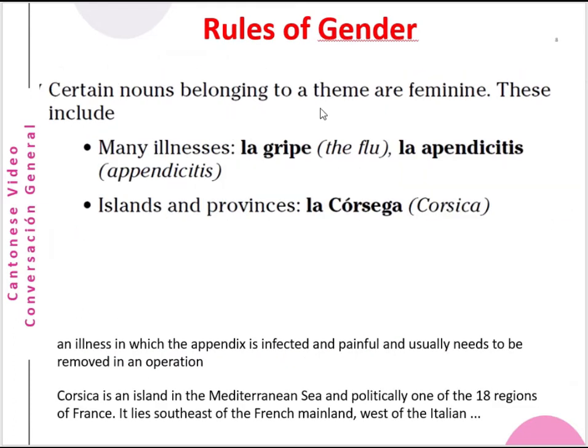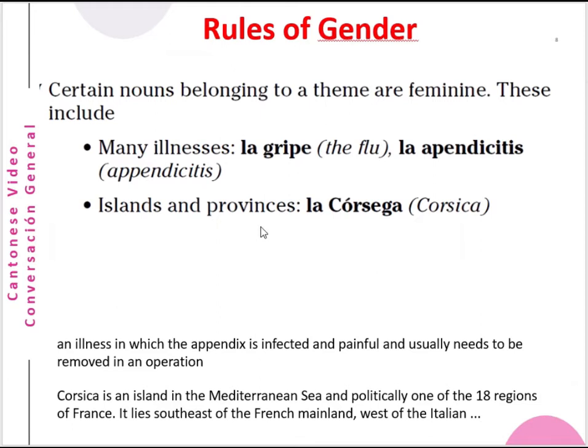Certain nouns belong to a group that is feminine. This includes many illnesses, for example la apendicitis, appendicitis. Appendicitis is an illness in which the appendix is infected and painful and usually needs to be removed in an operation.